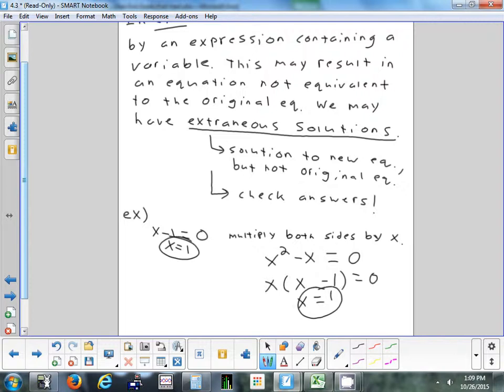But what about here? I get x equals 0. Both of these numbers, when you plug them into this equation, give you 0 as an answer. But does 0 work in the original problem? No. So by multiplying both sides by x, I introduced an extra answer that doesn't work. So I have to check it.